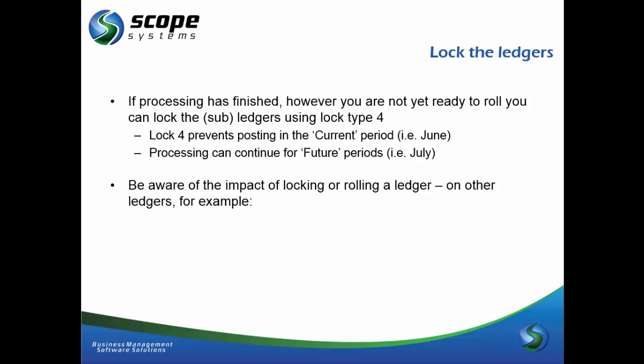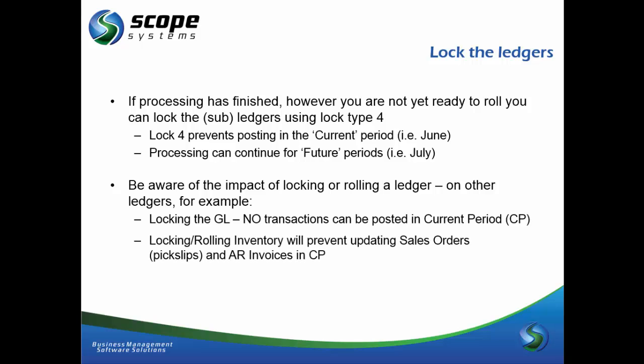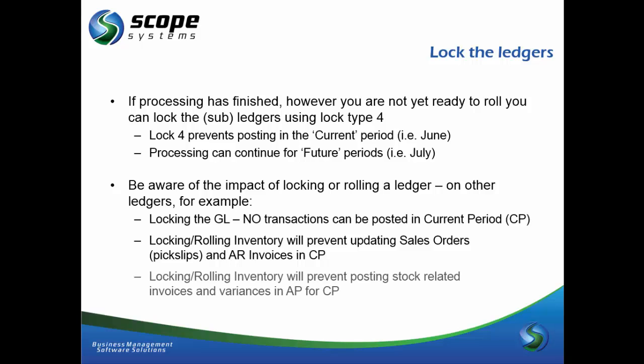However, be aware of the impact of locking or rolling a ledger. For example, if you lock the GL, no transactions can be posted to the current period. Locking rolling inventory will prevent updating the sales orders, i.e. pick slips, and AR invoices in CP. Locking or rolling of inventory will prevent posting stock-related invoices and variances in AP for CP.